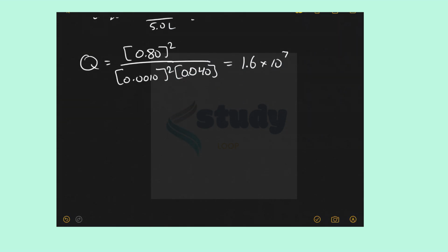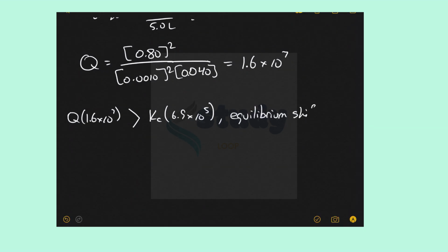Let's compare that with the equilibrium constant. The quotient is 1.6 times 10 to the 7th. The equilibrium constant given in the question is 6.9 times 10 to the 5th. This time the quotient is greater than the equilibrium constant. Not at equilibrium, but to get to equilibrium this time shifts towards the left when Q is greater than the equilibrium constant.